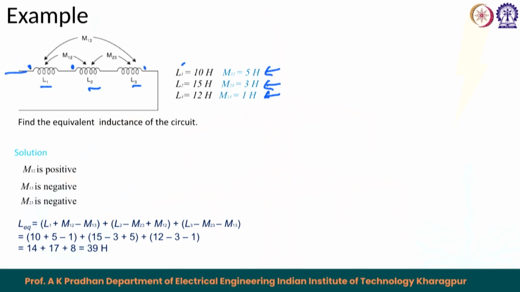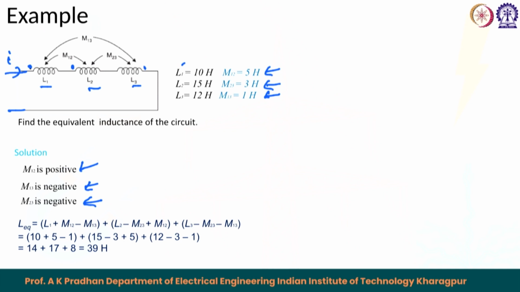The same current, let us say I, is flowing in the series path. In the first coil the current is entering the dotted terminal, and in the second coil the current is also entering. So, M12 will be positive, right. In the first coil the current is entering, and in the third coil the current is leaving, so M13 will be negative. In the second coil the current is entering the dotted terminal, and in the third coil the current is leaving the dotted terminal, so M23 will also be negative.